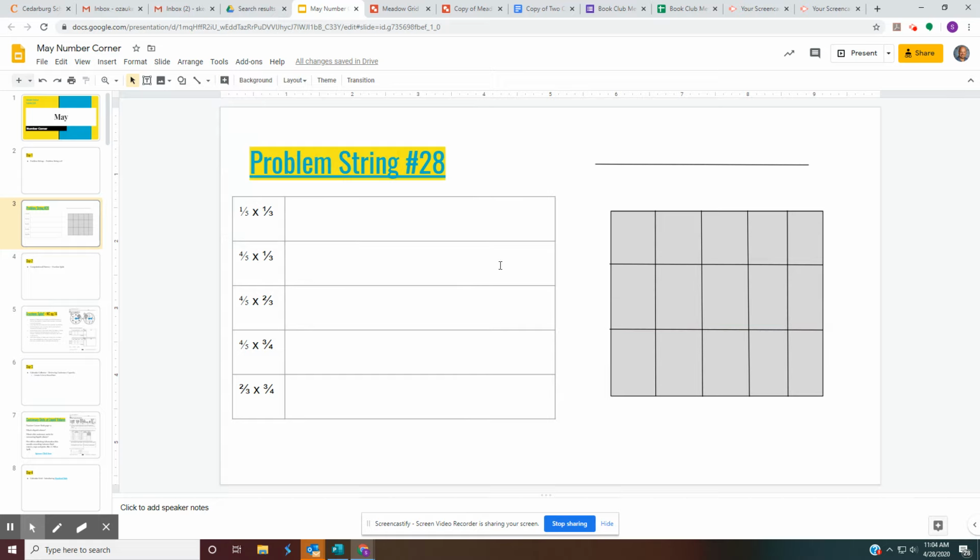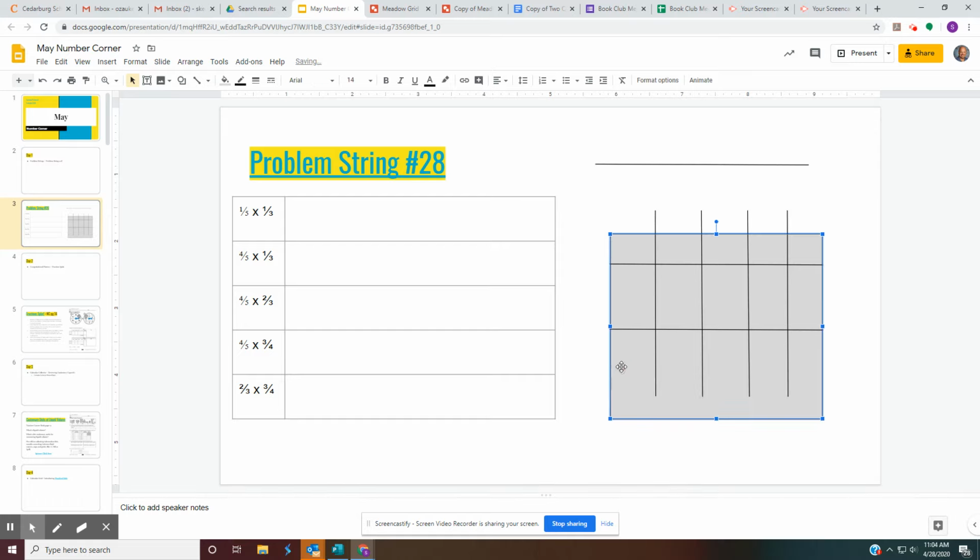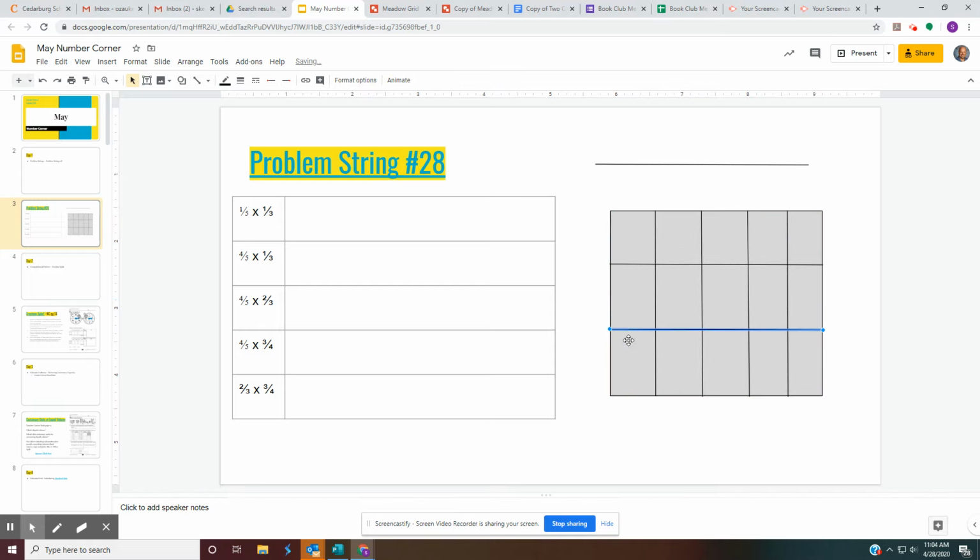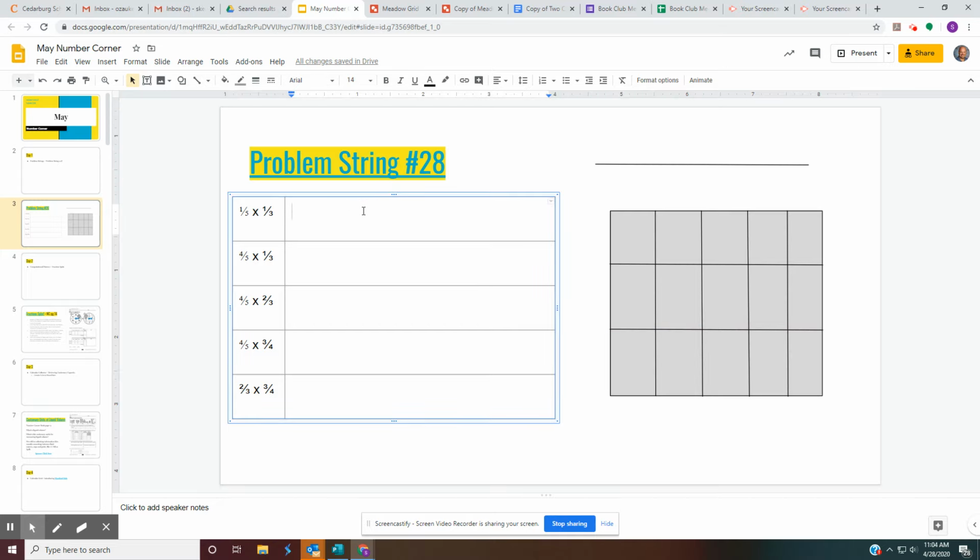So when we're looking at this, we need to consider, where do our fifths and thirds overlap? So if I'm looking at 1/5, I would shade in this whole section right here, because this is 1/5. Oh, I can't do that. This is 1/5 right here, right? And then I would look at my 1/3 and I would shade in this section up here on the top, because this is 1/3.